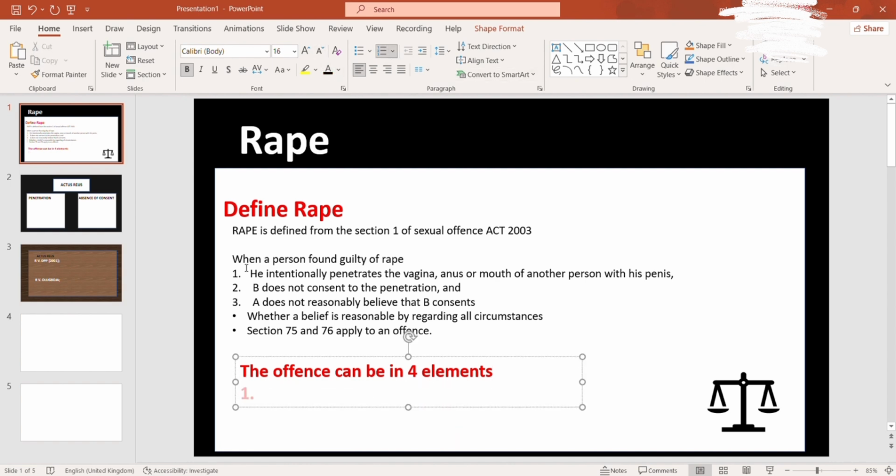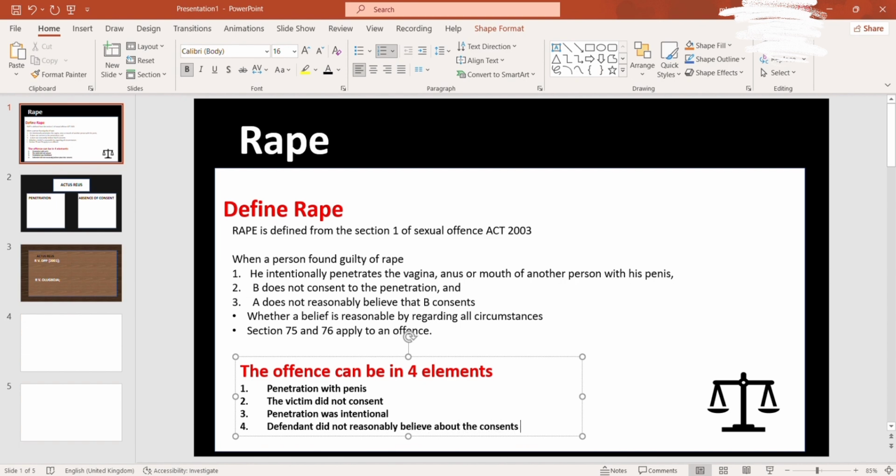Now let's go to the offence, which can be broken into four elements. The first element is penetration with a penis. So penetration can only be done with a penis; it does not tell us about a toy or something else. The victim did not consent. The penetration was intentional. The defendant did not reasonably believe in the consent.